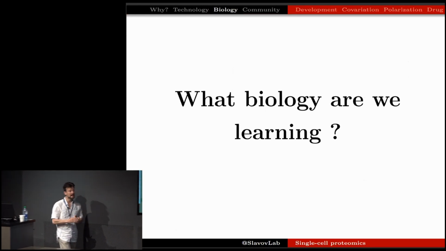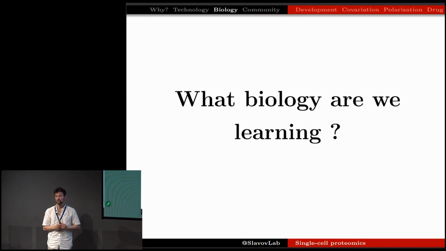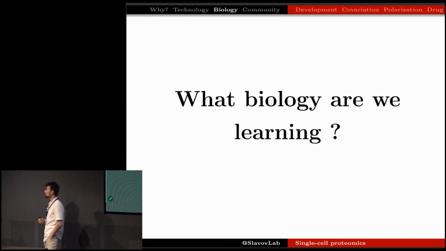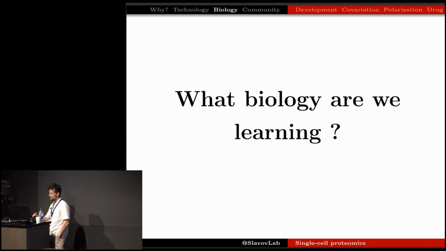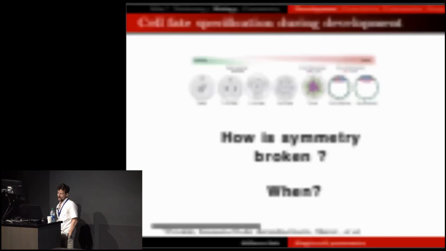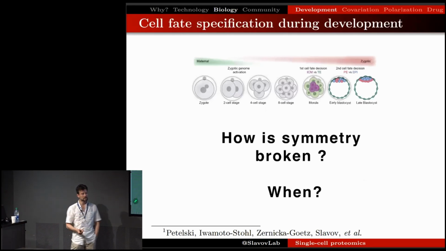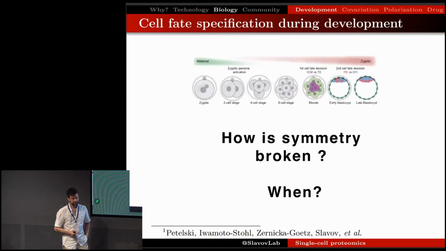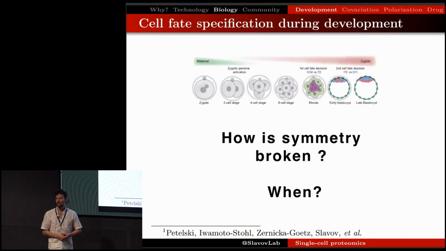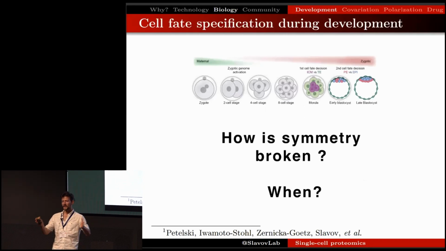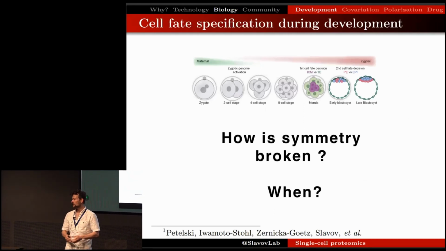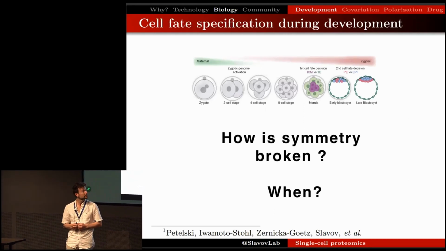Good. So that's the technology that I wanted to share. And now I'm going to switch gears and talk more about the biology. What are we learning? The first problem that I'll tell you about is early mammalian development. Once upon a time, each and every one of you was a zygote. And then that zygote split into 2 cells, and then 2 cells became 4 cells.